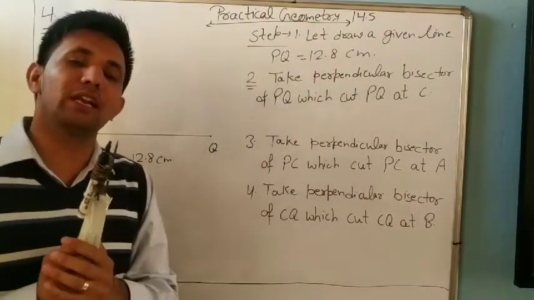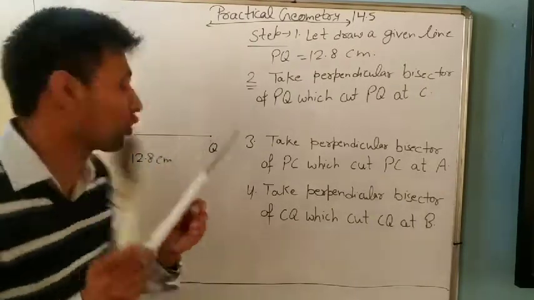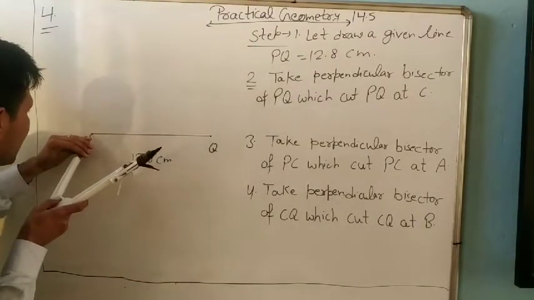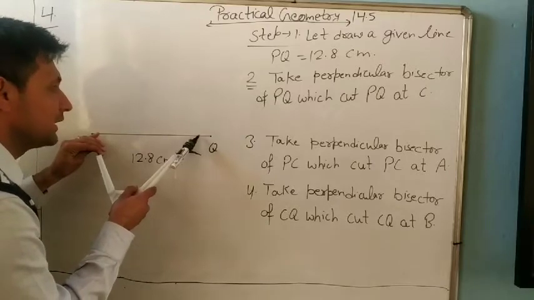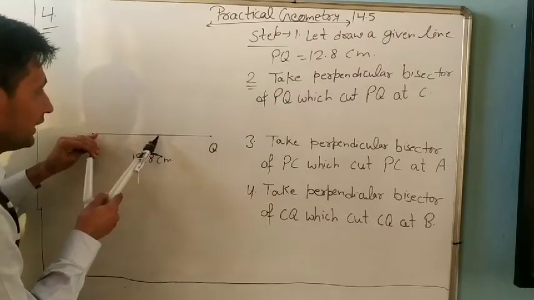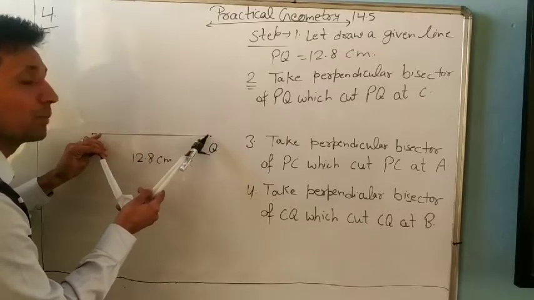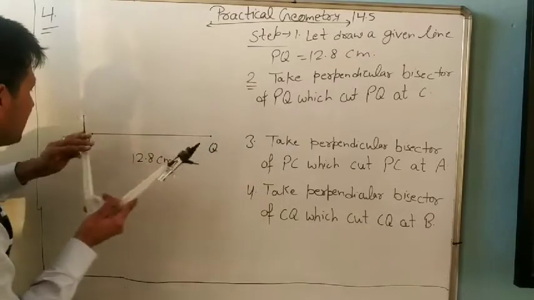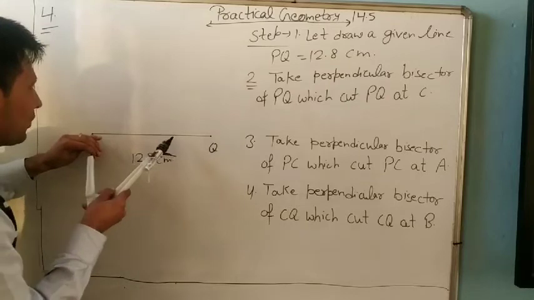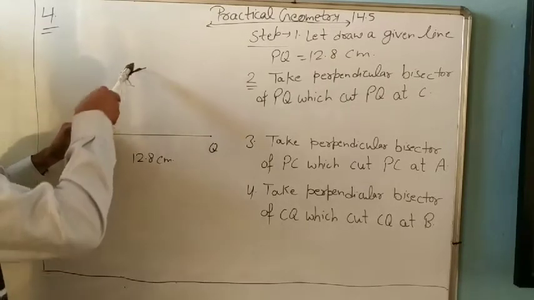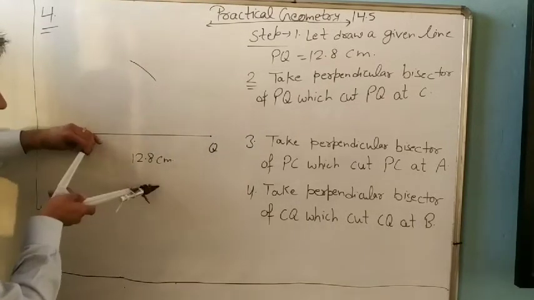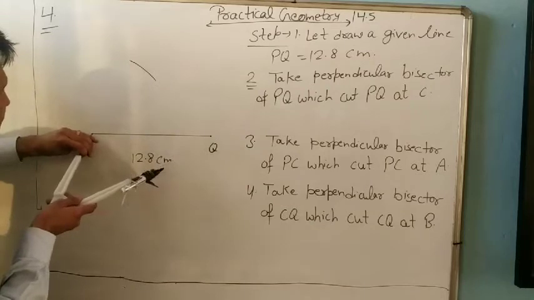So how will we take the perpendicular bisector? Open the compass more than half. Put the point right here. It is more than half. Yes, it is also more than half. You can open it like this, otherwise like this also, because it is also more than half. So we put the pointer here, open more than half, and now draw the arc. We already did this in many questions.